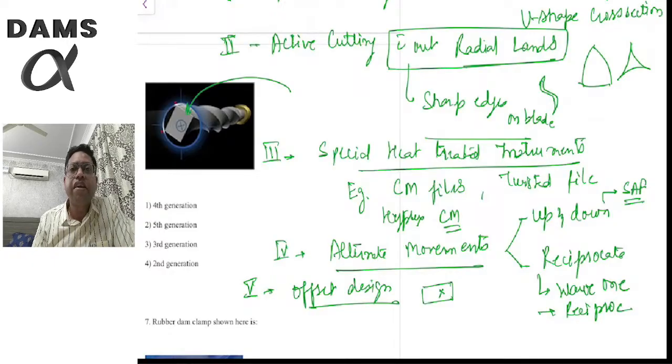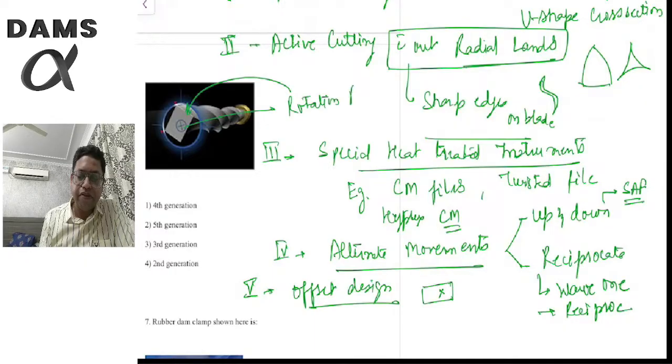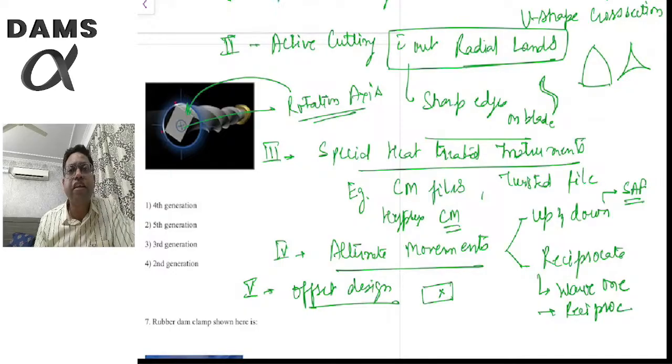What does the point marked with X indicate? X indicates the rotation axis. Axis of rotation of the instrument. You can see the axis of rotation of the instrument is not coinciding with the center of the instrument. So these instruments have got an offset design. This offset design gives these instruments a snake-like or swaggering motion inside the root canal. They have a special motion called swaggering motion.